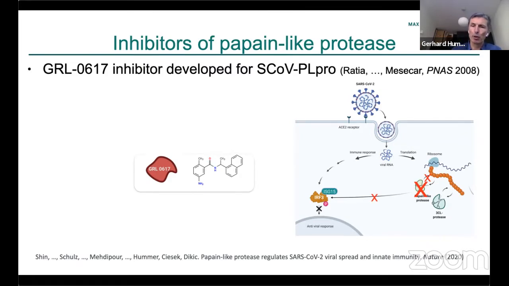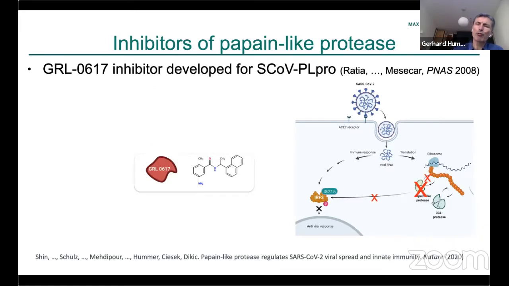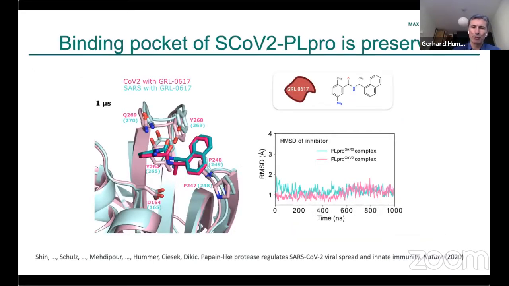And this is for the old SARS. And this inhibitor, as it turns out, also works very well for the papain-like protease of the new SARS. And we could show why this is the case by docking it into the new SARS protease structure, and could find that indeed the binding pocket is very well conserved, and the inhibitor binds very stably in a mode that is essentially consistent with the old SARS.